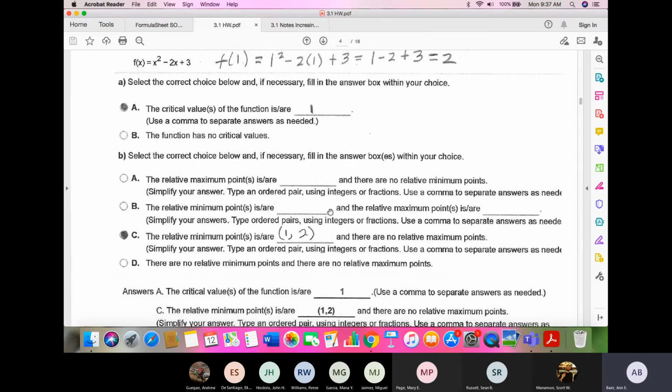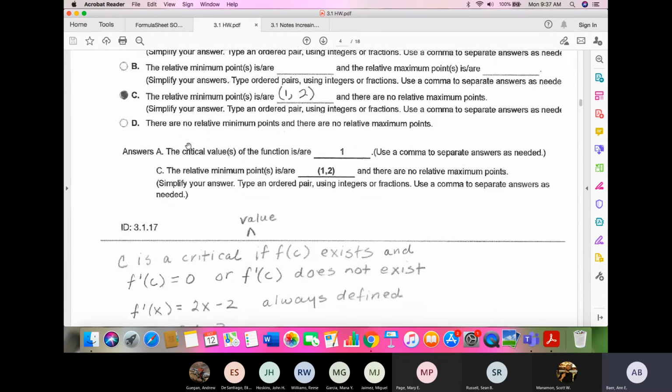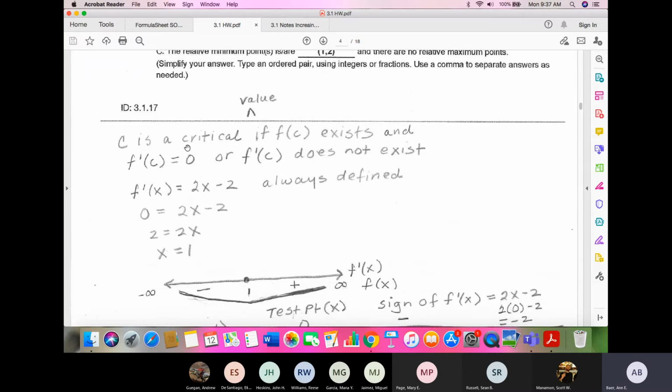So the first thing we are going to do is take the derivative. In order to find the critical numbers, we've got to take the derivative. The derivative of this is 2x minus 2. So I wrote that down as f prime of x is 2x minus 2. Now we have a potential place where the derivative does not exist, but we're talking about a linear function. It always is defined.